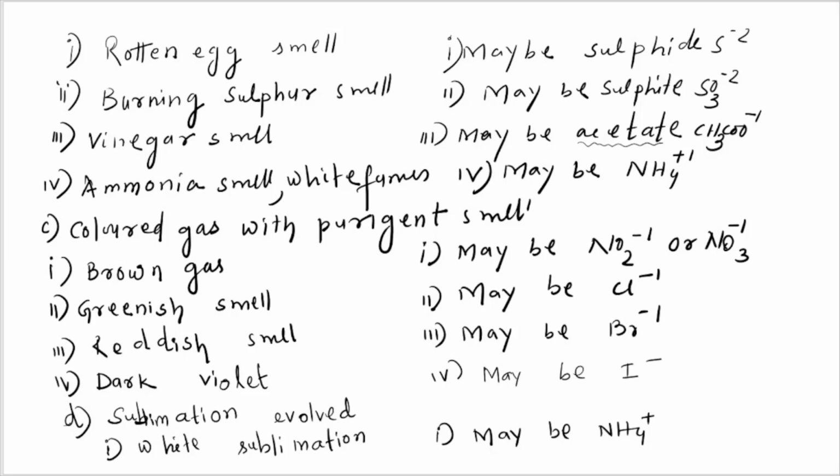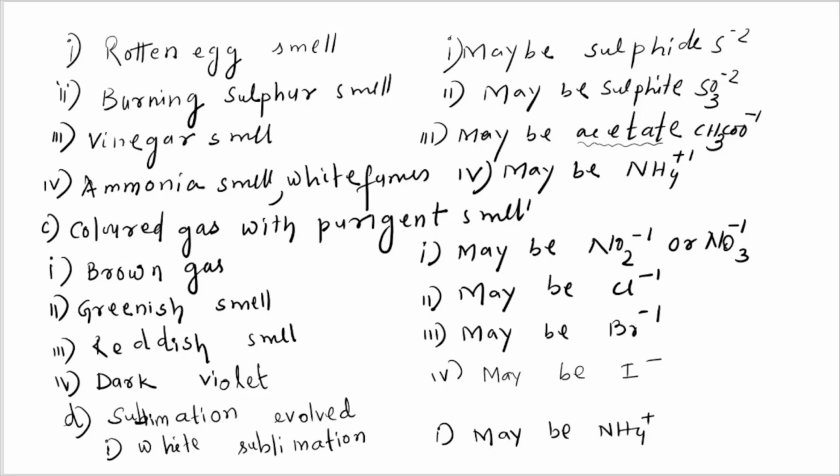Generally, in dry test tube heating you observe the acid radical. Greenish gas may be chloride, Cl minus. Reddish brown gas is Br minus, bromide. Cl minus means chloride. Dark violet color may be iodide. So these are the colors of the gases. According to that, you will observe what the base radical or acid radical may be. Generally, dry test tube heating gives the idea of acid radical.